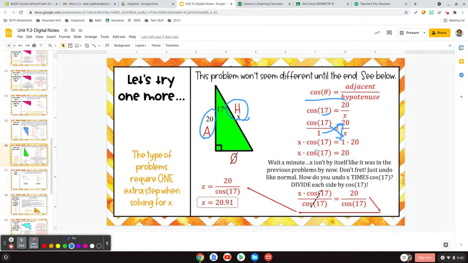Well, we don't even have to put this into the calculator, guys, because x times cosine equals 20. Okay, well, but wait a minute. The x isn't by itself like it was in the previous problems. So don't worry about it. Just undo it like normal. If we want to get this little x by itself, if we're multiplying, how do we undo it? Well, we divide. We want to keep this x over here by itself, so we divide each side by the cosine of 17.